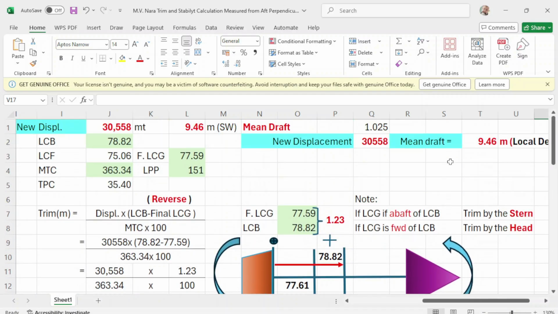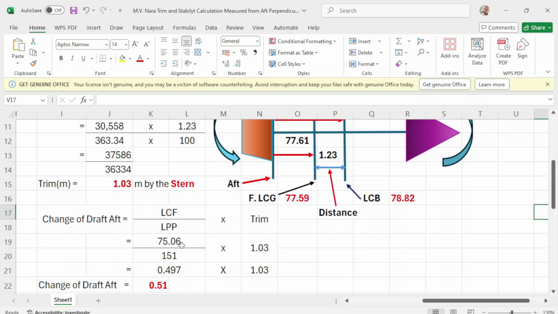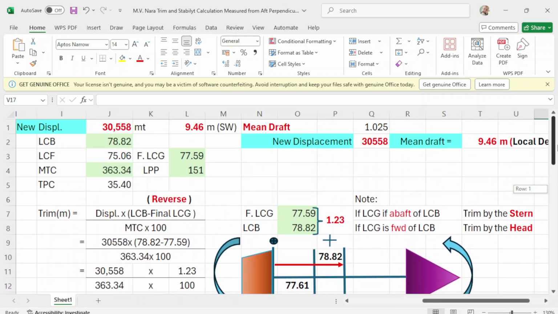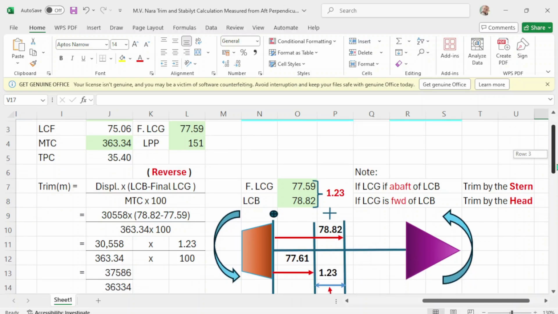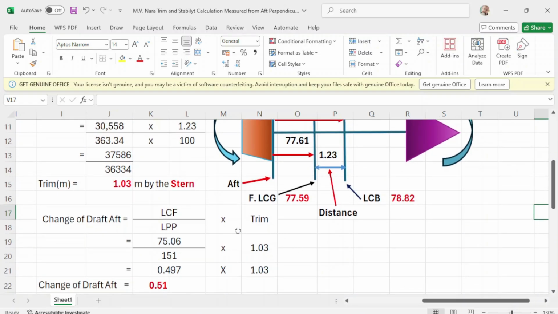Your LCF is 75.06. LPP is 151, meaning length between perpendiculars. Then multiply with your trim of 1.03, and that will be 0.49497 times 1.03, and your change of drop up will be 0.51.